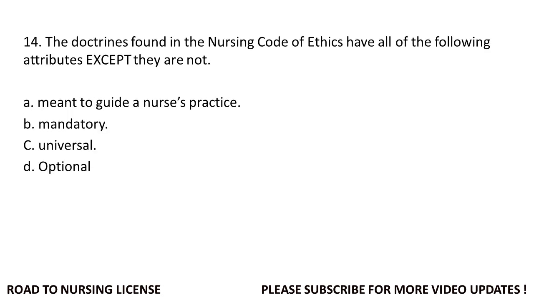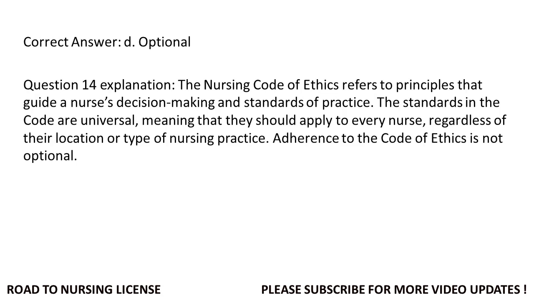Question 14. The doctrines found in the Nursing Code of Ethics have all of the following attributes except they are not: A. Meant to guide a nurse's practice. B. Mandatory. C. Universal. D. Optional. Correct answer: D. Optional. Question 14 explanation: the Nursing Code of Ethics refers to principles that guide a nurse's decision-making and standards of practice. The standards in the code are universal, meaning that they should apply to every nurse, regardless of their location or type of nursing practice. Adherence to the Code of Ethics is not optional.